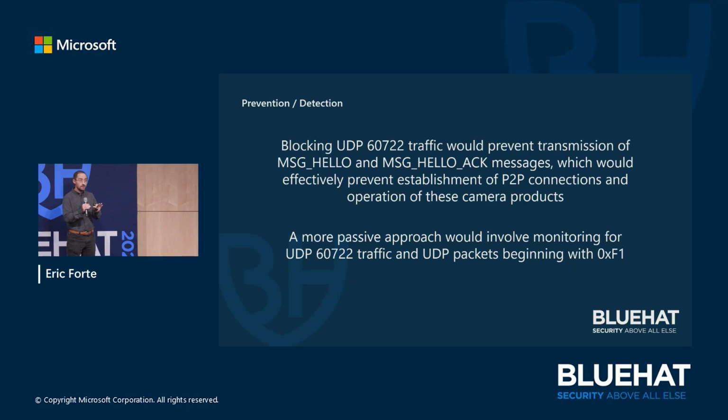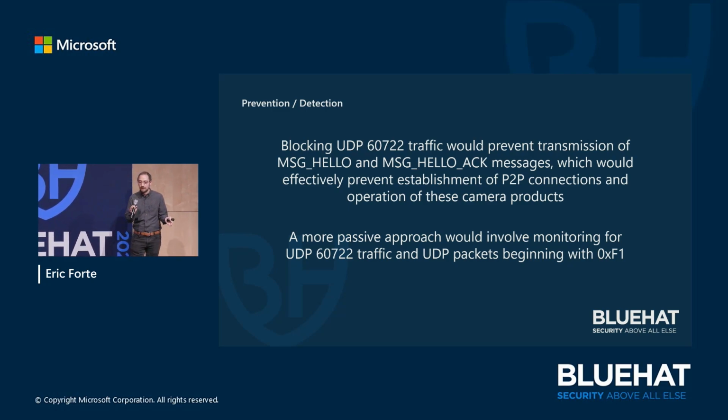If you say you're a sysadmin and you were like, no, I don't want any of these on my network, period, this is a little intro of how you might go about stopping them from working. Blocking UDP on 60,722 would prevent the transmission of these message hello and message hello acknowledge PPPP protocol messages, which would effectively prevent the establishment of these connections and stop these cameras from operating in that way.